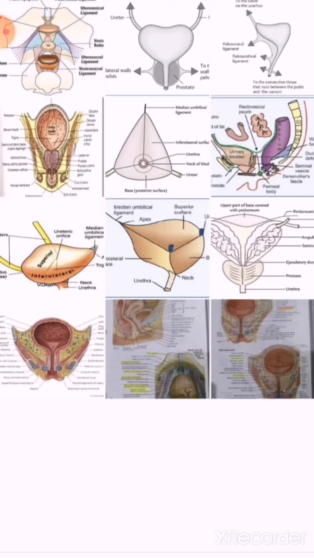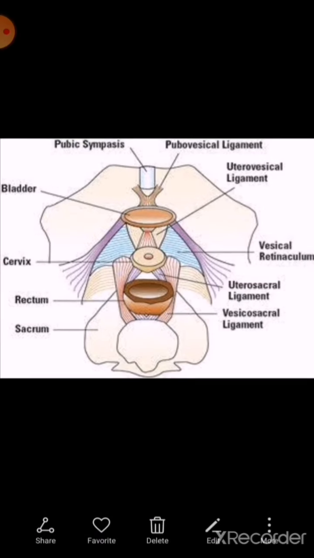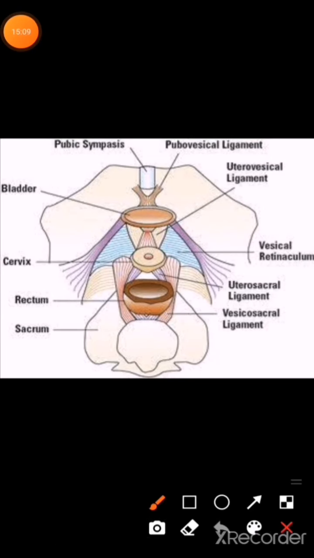Now let's talk about the relations. They're different in the male and in the female. In the male, each infralateral surface on the right and on the left is related to the pubis. That does make sense because we have the pubis on either side, so it would make sense that the infralateral surfaces would be related to the pubis. This is the pubis bone, and in between the pubis bone we have the joint, the pubic symphysis, right?